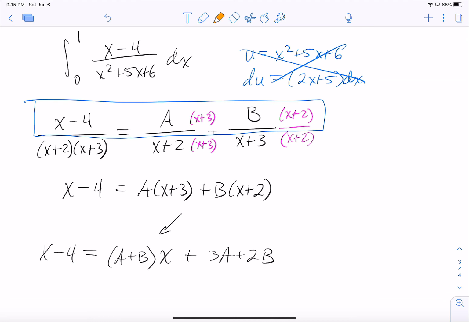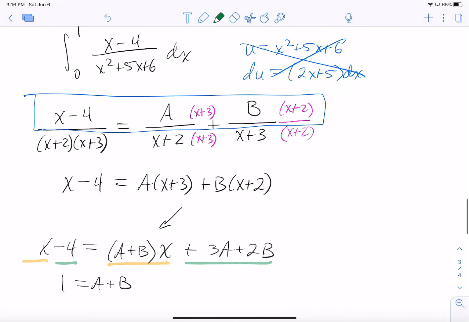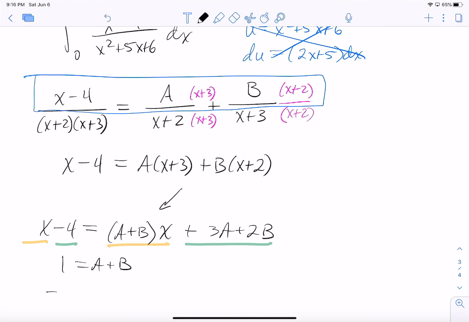Equating coefficients of like terms on the left and on the right, since on the left we have a single x, and on the right we have (A + B)x, we would know that 1 = A + B. On the left our constant is negative 4. On the right our constant terms are 3A + 2B. Therefore we can say that −4 = 3A + 2B. We now have a system of equations. 1 = A + B, and −4 = 3A + 2B. We can solve that system. That's one of the two ways we can go about this work.